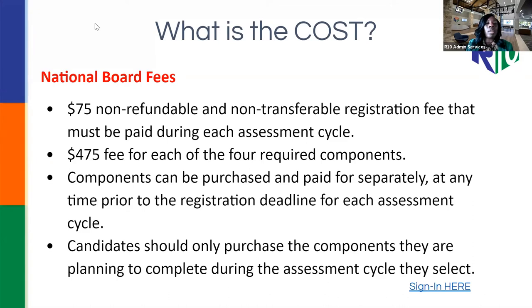A $475 fee is required for each component that you purchase. The components can be purchased and paid for separately at any time prior to the registration deadline for each assessment cycle. And again, you should only purchase the components that you're planning to submit during that assessment cycle. You've noticed that I've said that a couple of times because that's really, really important.